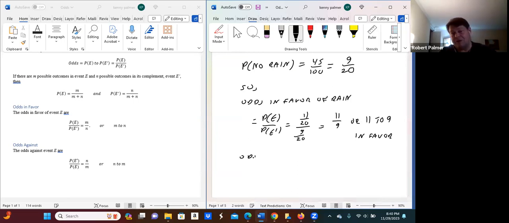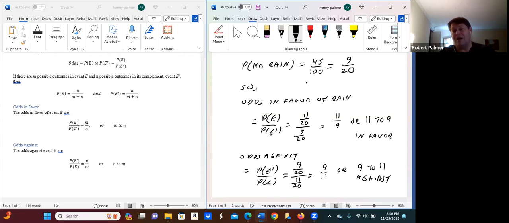And then finally, if we do the odds against, which is simply the reciprocal of this, the probability of E complement, no rain, over the probability that it will rain. So we just want to use the reciprocal, 9 over 20 divided by 11 over 20. And so that's going to be 9 over 11, or 9 to 11 against. And that's simply the odds against it raining. And once again, since in this odds against the first number is smaller, that means there's a better chance of it raining than not raining.